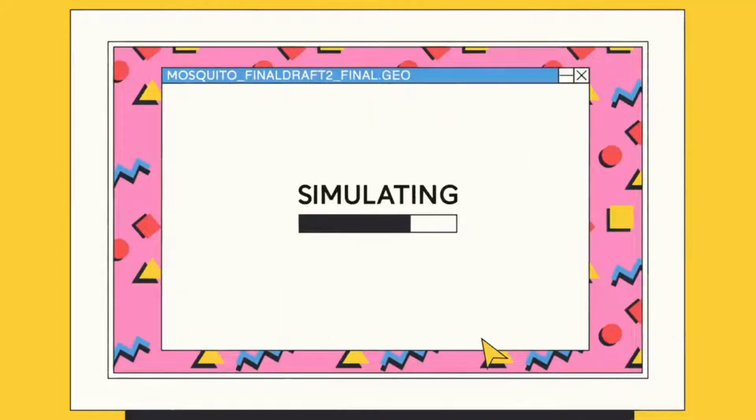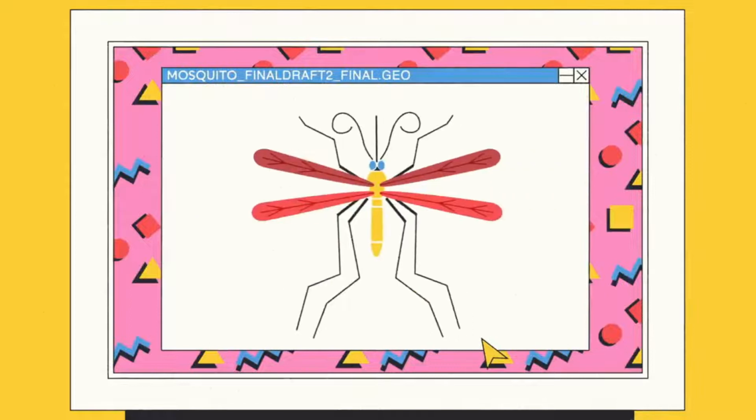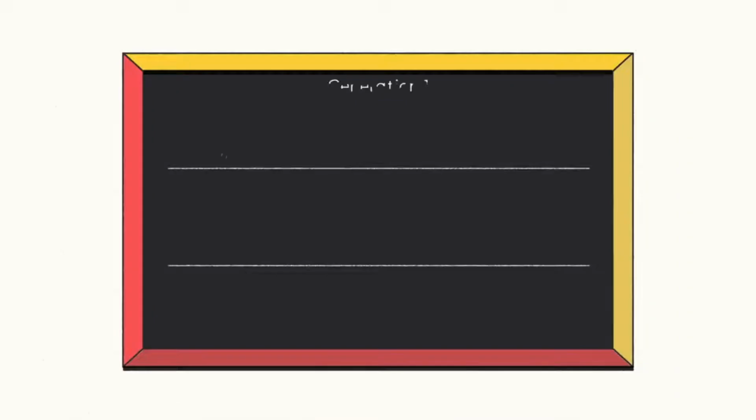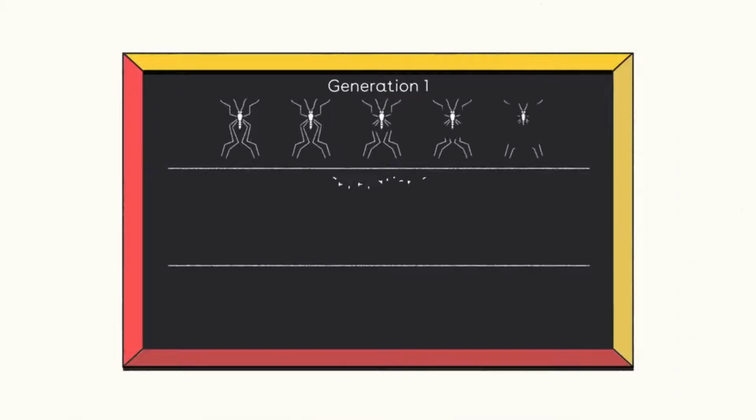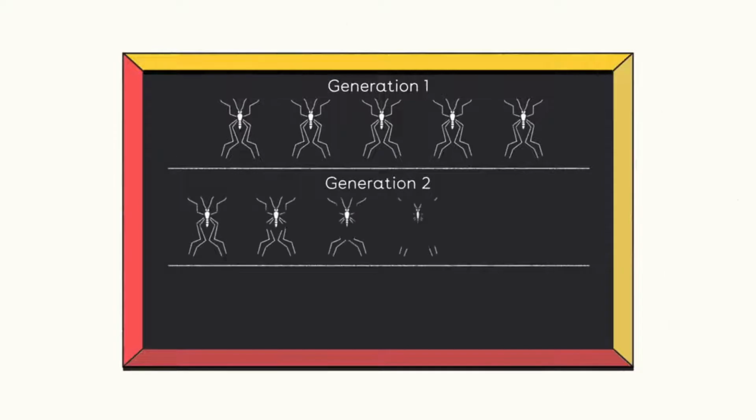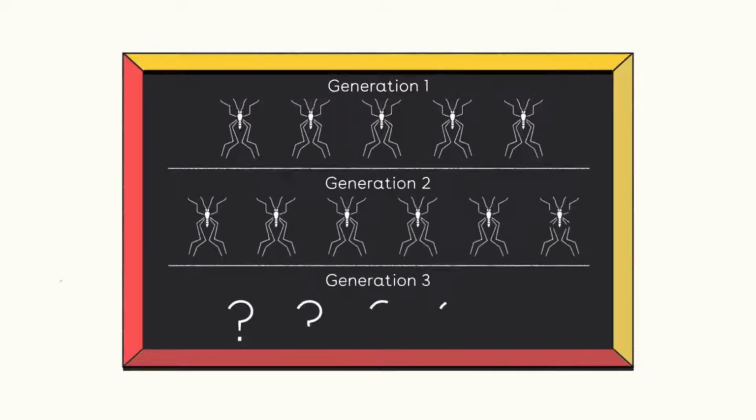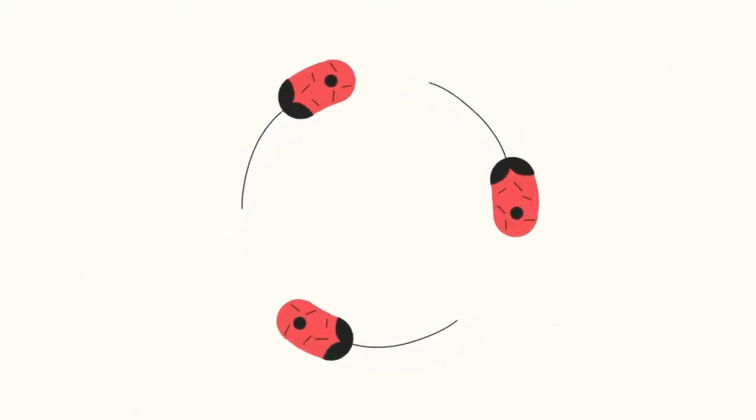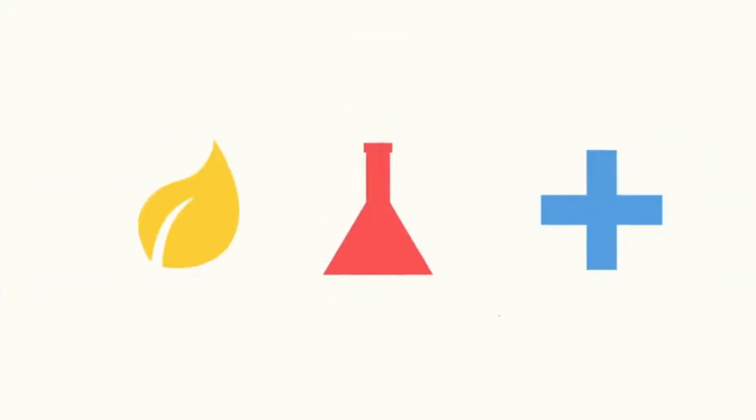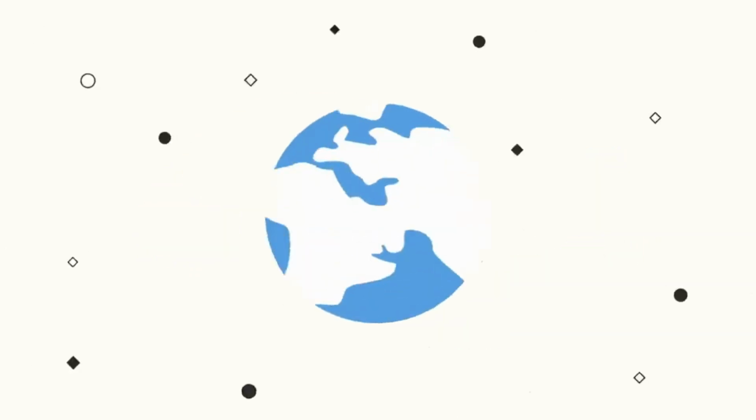CRISPR isn't perfect yet. It doesn't always make just the intended changes. And since it's difficult to predict the long-term implications of a CRISPR edit, this technology raises big ethical questions. It's up to us to decide the best course forward as CRISPR leaves single-celled organisms behind and heads into labs, farms, hospitals, and organisms around the world.